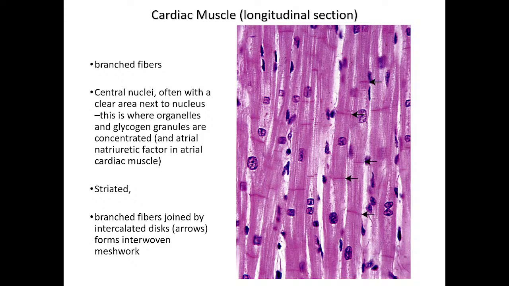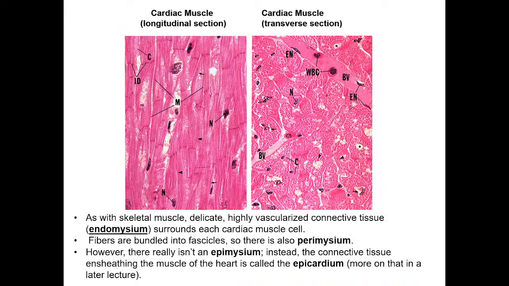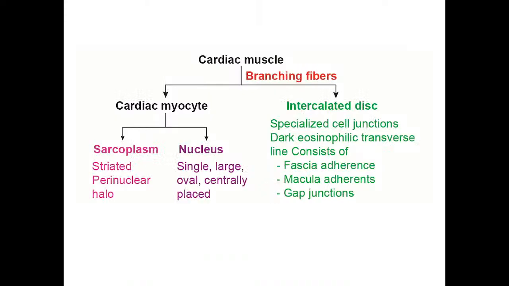The nucleus is central. Mostly only one nucleus is present, contrary to the skeletal muscle, which is a syncytium. Sometimes two also, right? One or two nuclei. And there is a clear area next to the nucleus, which is called the perinuclear hollow. You can see it visible here also. And the epimysium is replaced with the epicardium. And the endomysium is highly vascularized. Good. Clear, everyone? Sit.